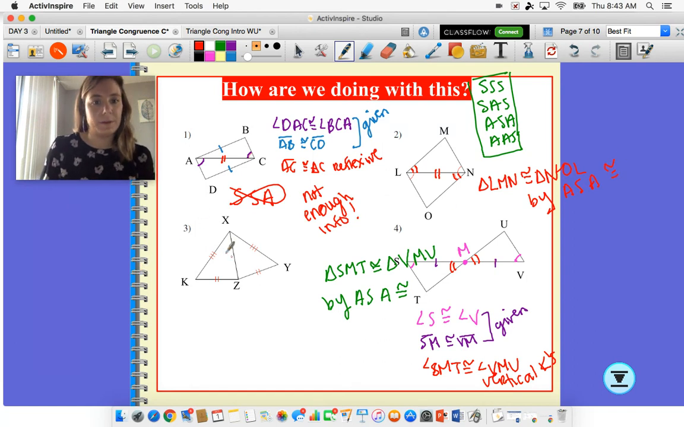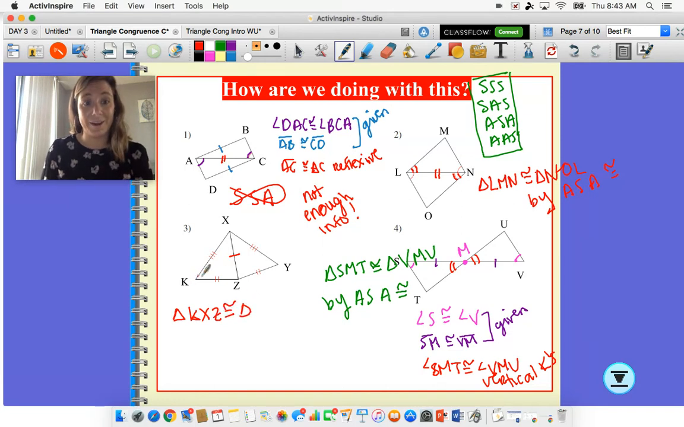What about this one? I see two sides, and I see this side that is congruent to itself by the reflexive property. So I'm able to say triangle KXZ is congruent to triangle. What does K correspond to? Even though it wasn't marked off, it's actually congruent to Y, because this is enough information for me to conclude that. Once we know the triangles are congruent, any corresponding part is going to be congruent. So KXZ, YXZ, by side, side, side congruence.